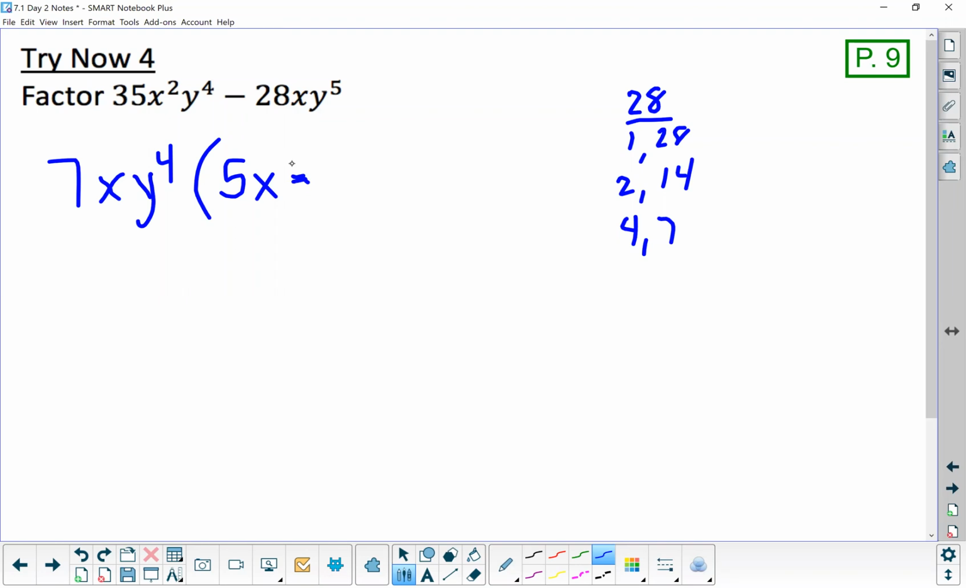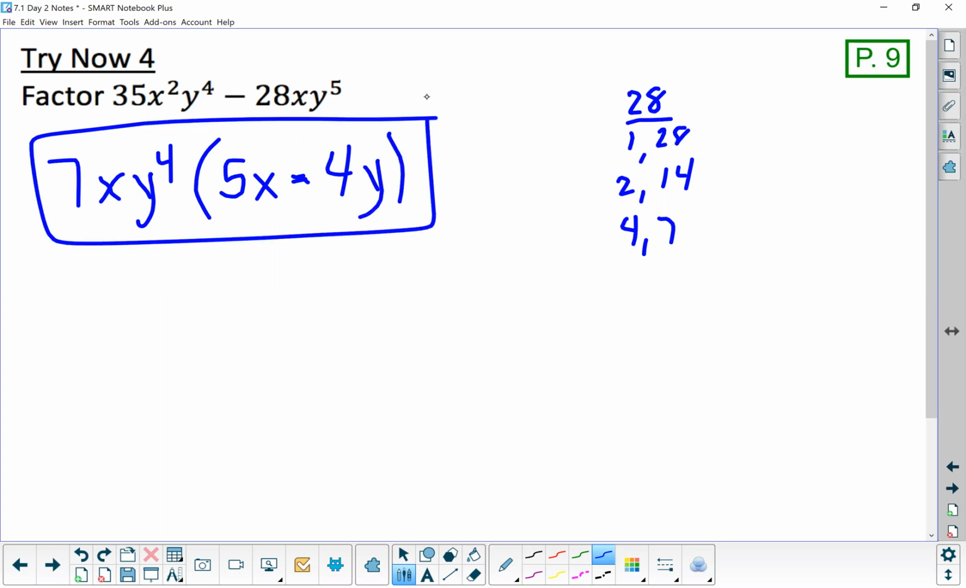28 divided by 7 is 4. I had an x, but I factored it out. I had y to the fifth. I took out 4 of those y's, which leaves me with just y. All right, questions?